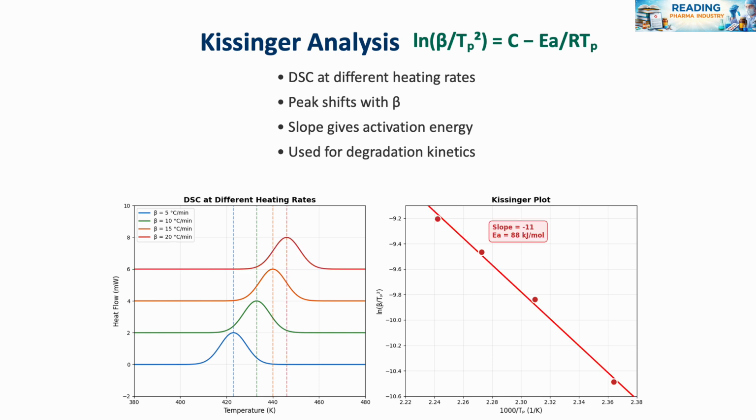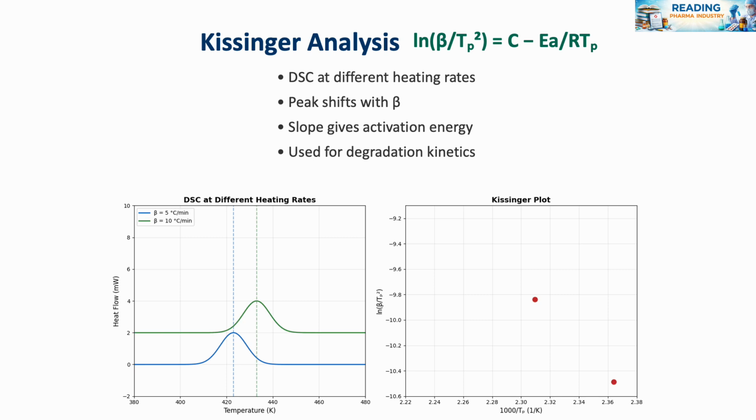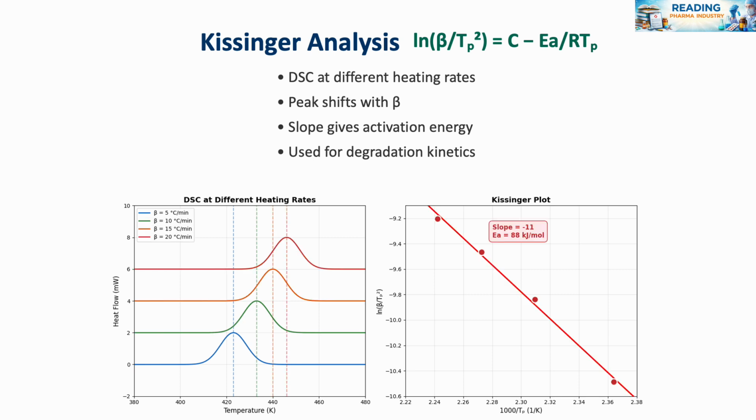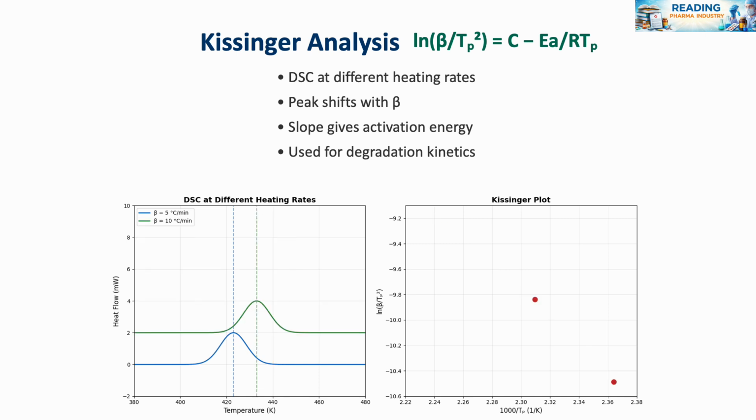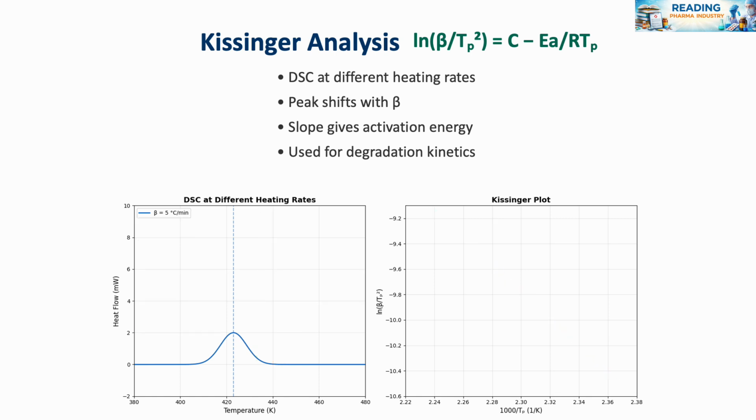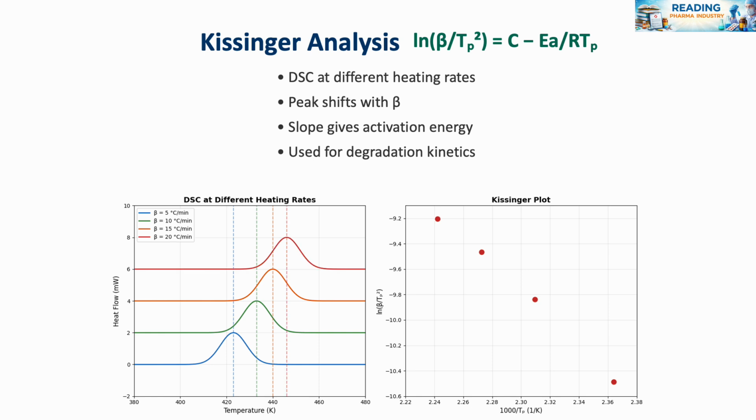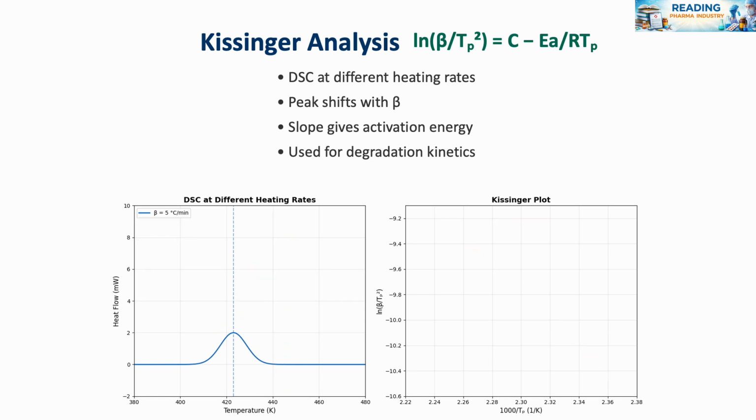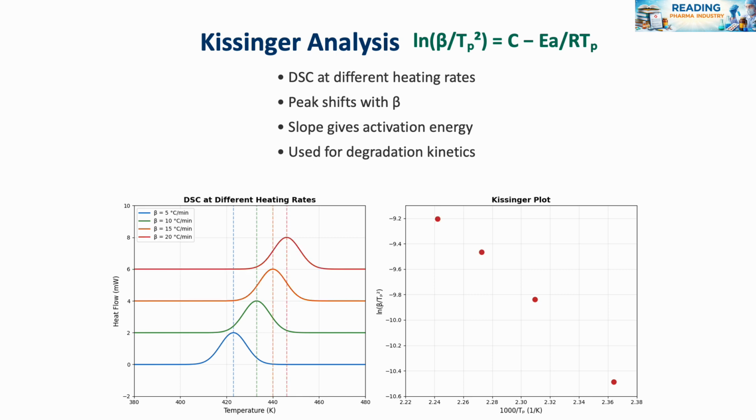Faster heating rates lead to shifts in the peak to higher temperature, because the reaction has less time to proceed at lower temperatures. Using the Kissinger equation shown here, a plot of the natural log of beta, which is the heating rate, divided by Tp squared, versus 1 over Tp, gives you a linear relationship. And the slope of this line is related to the activation energy.